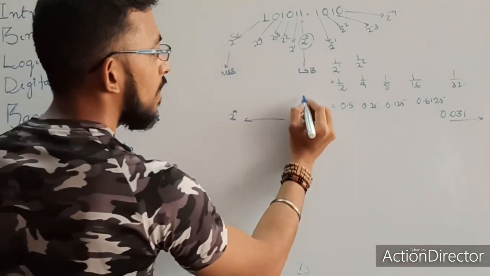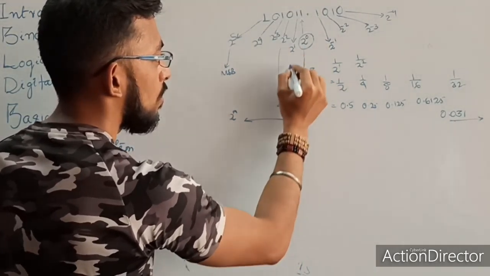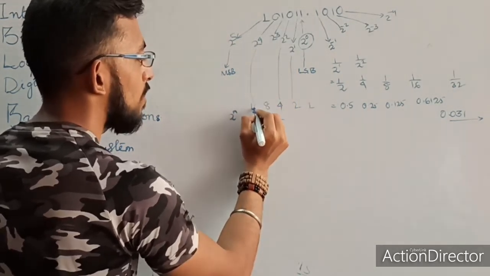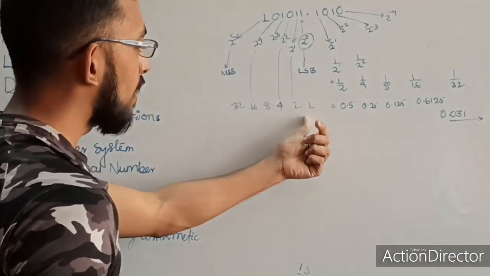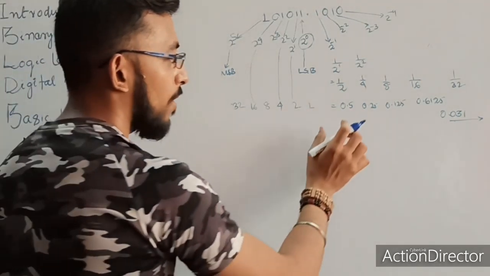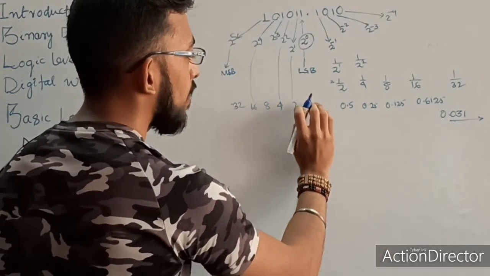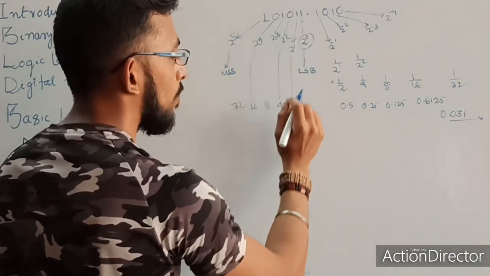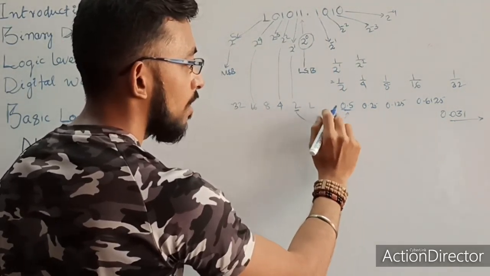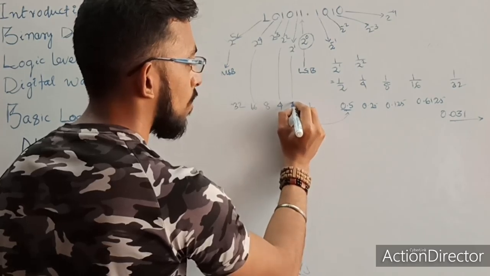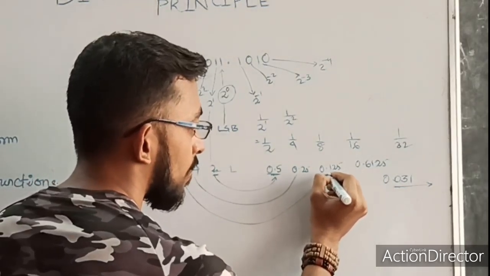Okay, so here 2 power 0 is 1, 2 power 1 is 2, 2 power 2 means 4, 2 power 3 means 8, 2 power 4 means 16, 2 power 5 means 32. In this way our power of 2 is increasing towards the left and decreasing towards the right. After the point, forget about the LSB. Then these values are 1 by 2, 1 by 4, and 1 by 8, which is 0.125.